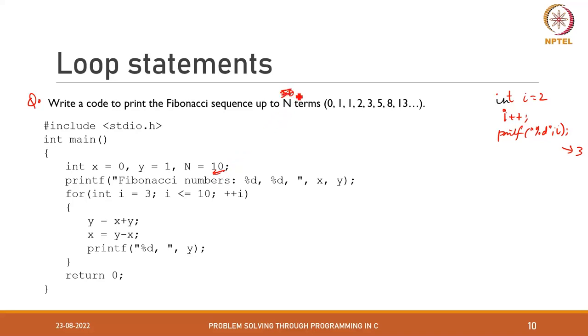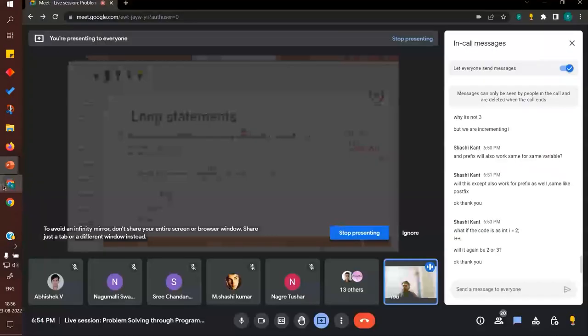So n is equal to 10 that I have taken, and the initial Fibonacci numbers that we have are 0 and 1. So I have just straight away printed that out. I have used a for loop. I have started from 3. Okay, does someone have any queries?